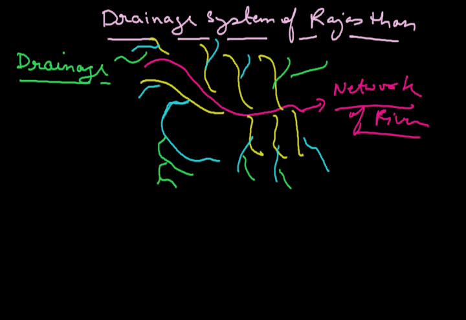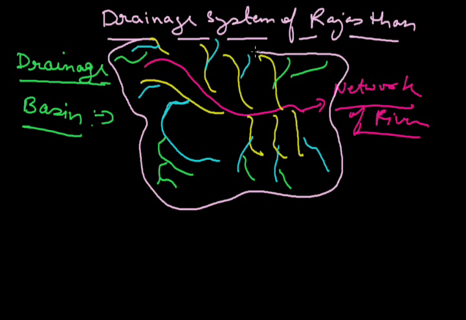Now the next topic which comes is the basin. Basin means this whole land area. This land part is known as basin and also known as catchment area. When rainfall is here, the water flows towards Parvati, Parvati to Kali Sindh, Kali Sindh to Chambal, Chambal to Yamuna, Yamuna to Ganga. This land part is the basin of river Ganga.